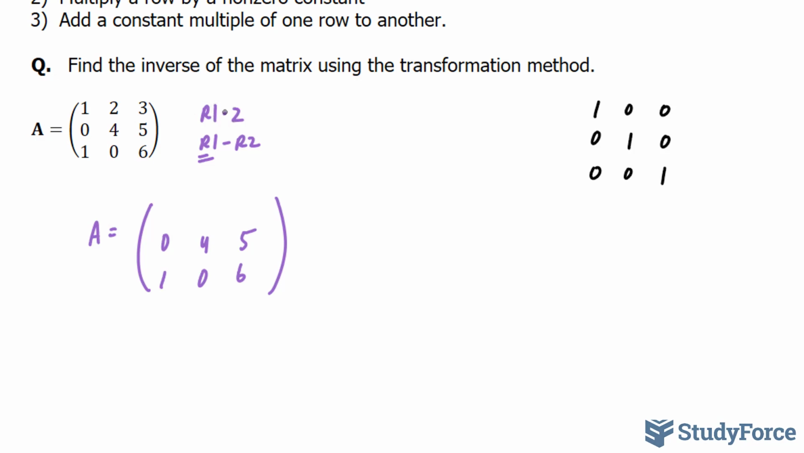1 times 2 is 2. Subtract 0 is 2. 2 times 2 is 4. Minus 4 is 0. And lastly, 2 times 3 is 6. Minus 5 is 1. The next element that I'll target is this 1.